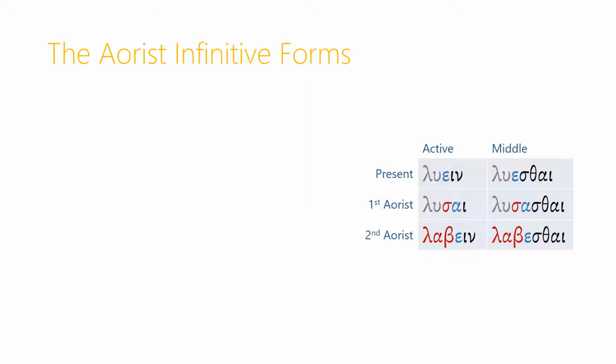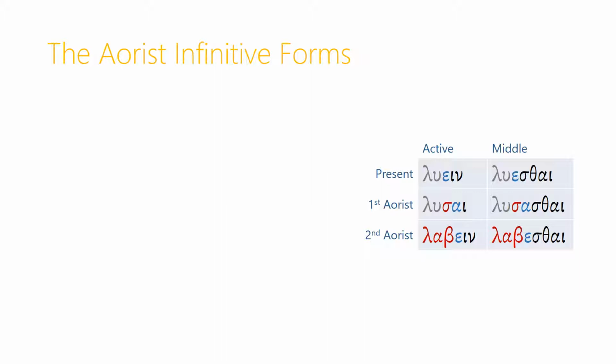On the right here, you can see a chart with the present infinitive forms along with the first and second aorist infinitive forms. There are only two of them for each tense, one for the active and one for the middle. And if you remember, in the present tense, the active infinitive ending was -ein, and the middle infinitive ending was -esthai. So in the second aorist, if you look at the bottom row of the chart, we use exactly the same endings as in the present tense. The only way we know it's an aorist is that we're using the second aorist stem.